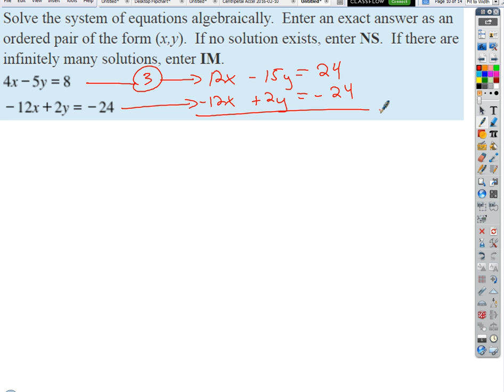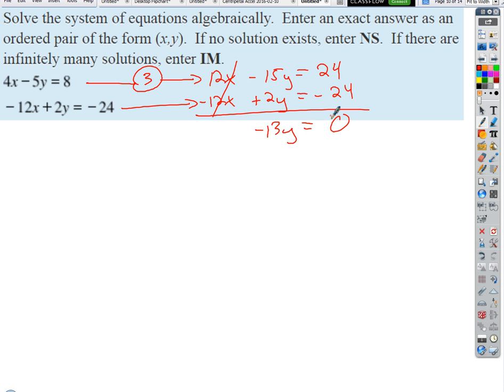Okay, so when I add these up then, look what happens. When I add these up, the x's cancel, right? Okay, so then what happens here? I get negative 15y plus 2y. Negative 13y. Okay, so if negative 13y equals 0, what's y? 0. Yeah, it's 0, right?